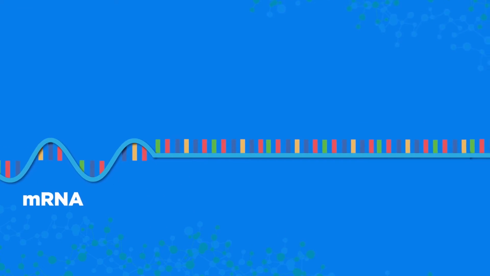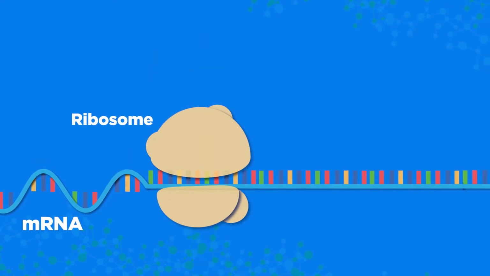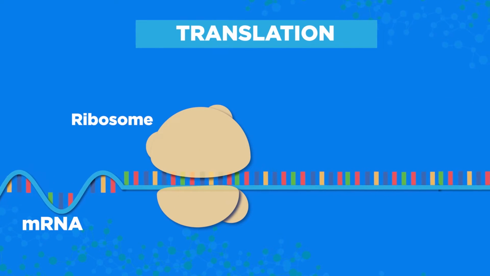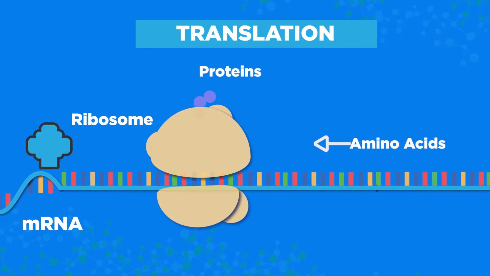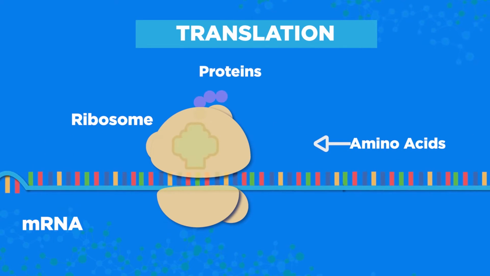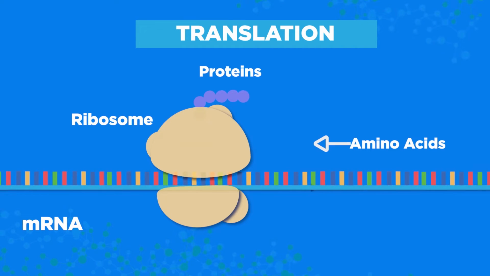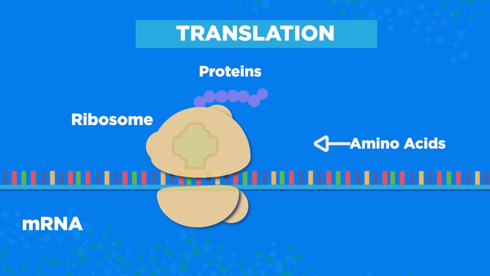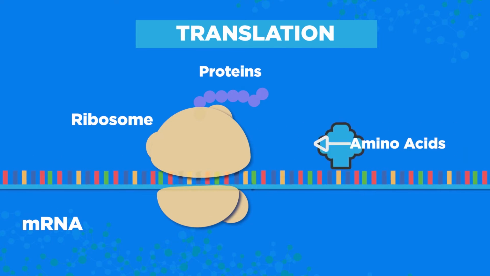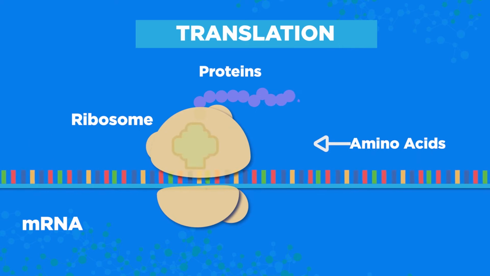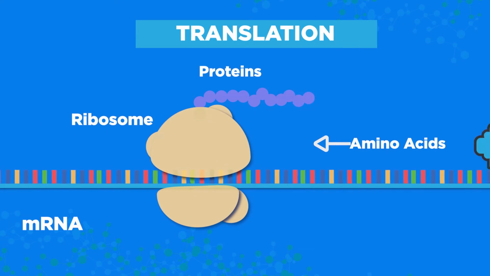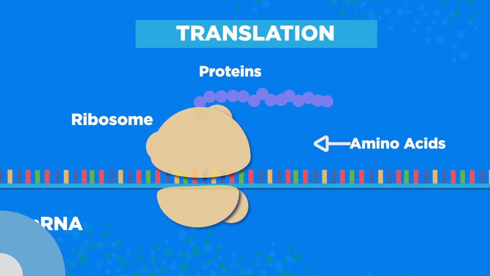When the mRNA reaches the ribosomes, a process called translation takes place. A ribosome is the cell part that strings together the building blocks of proteins, which are called amino acids. During translation, the information in the mRNA directs the ribosome to put together the correct sequence of amino acids in order to build a properly constructed protein.